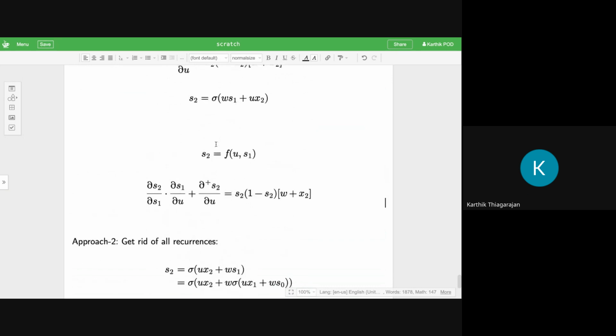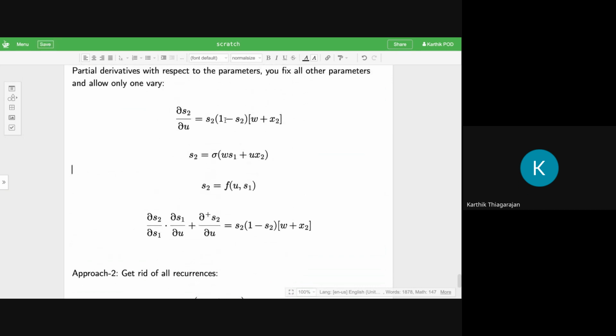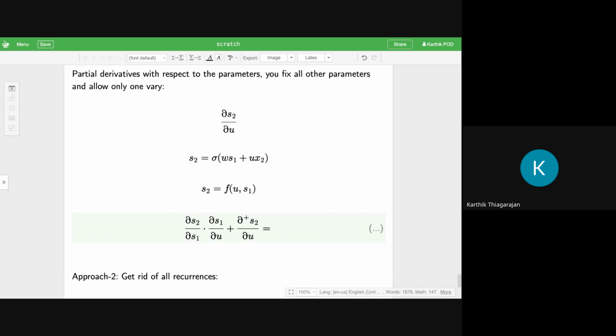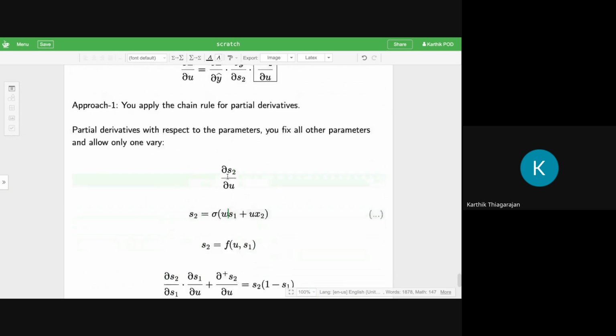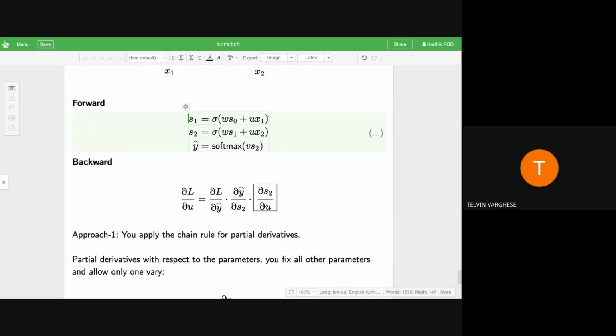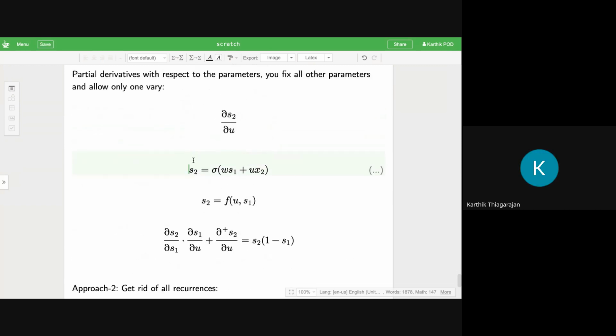Let's go back. So what did we do here? We are trying to find dou S2 by dou U. So we said that this is a function of U and S1. Dou S2 by dou S1, let me write this again. So dou S2 by dou S1 is S2 into 1 minus S2. Okay, that's the dou S1 by dou U part is where we missed. So that is S2 into 1 minus S2, dou S1 by dou U is, that is where we missed. So we have to split it again, I guess. So this one, let's add it here. So it should have been.